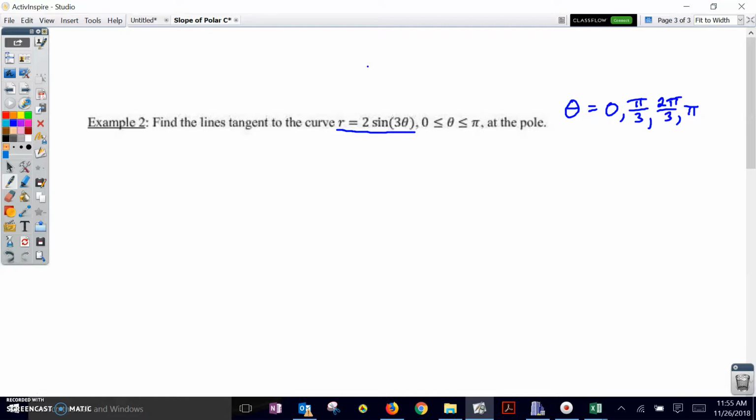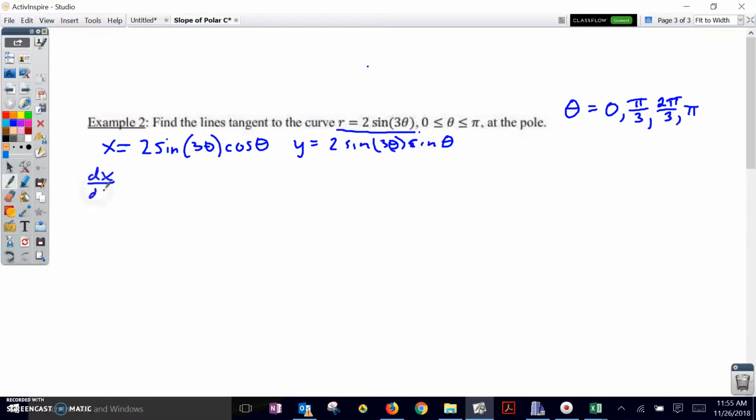So in order to find the lines tangent to the curve at the pole, they all go through the point (0, 0). All we need to do is find out their slopes. So in order to find out their slopes, x is equal to r cosine of theta, and y is equal to r sine of theta. And so I'm going to find dy/dx.